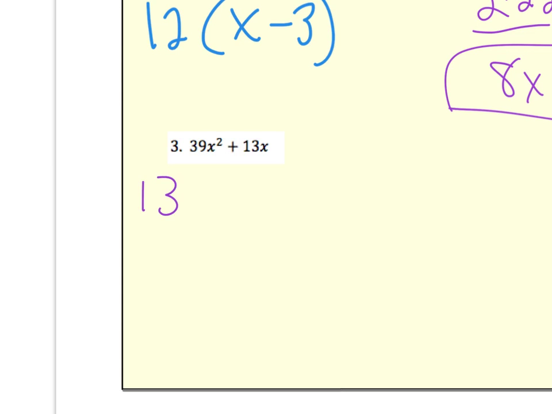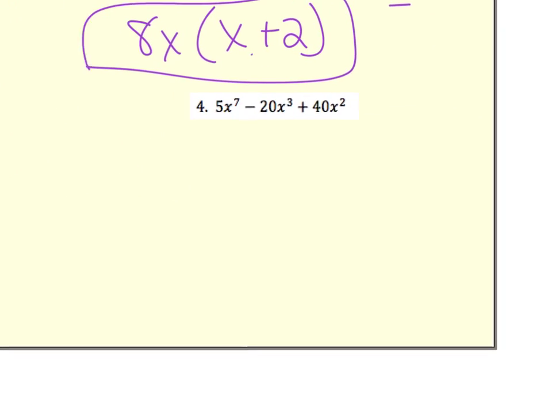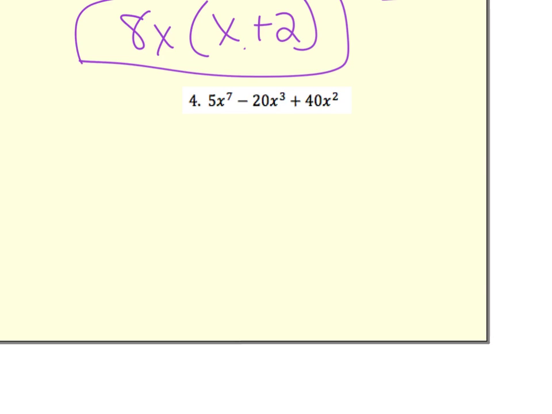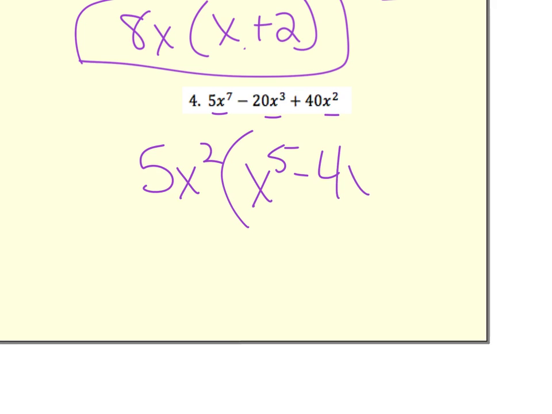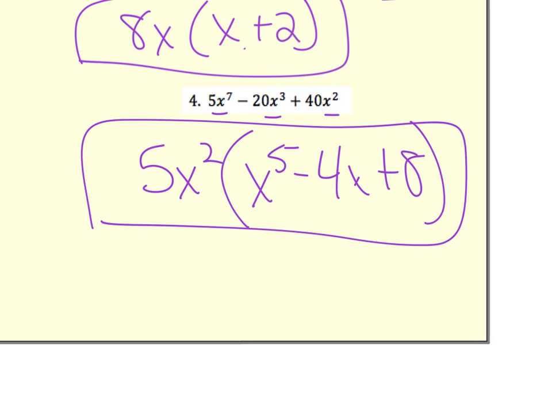So here, I'm pulling out 13x. This becomes 3x plus 1. All right, 39 divided by 13 is 3. X squared, pull it out, x and x, plus 1. For here, 5, 20, and 40, I'll pull out 5. X to the 7th, x to the 3rd, x squared is the lowest. So I'll be left with x to the 5th minus 4x plus 8. There's my answer. So as we move on, that's what I'm looking at.